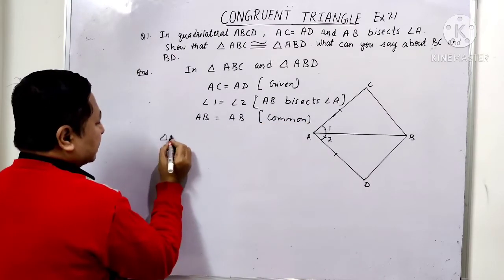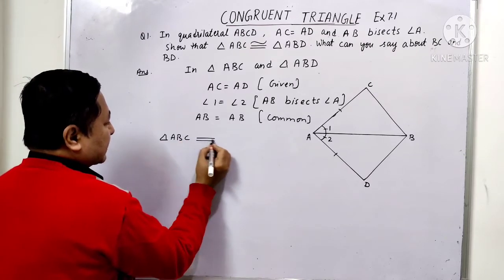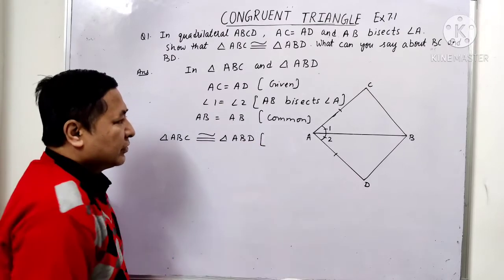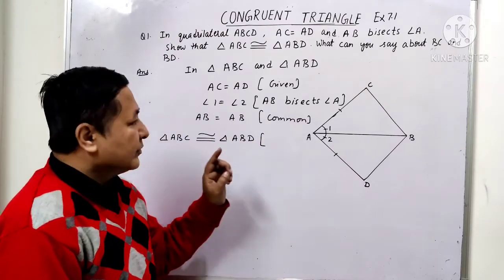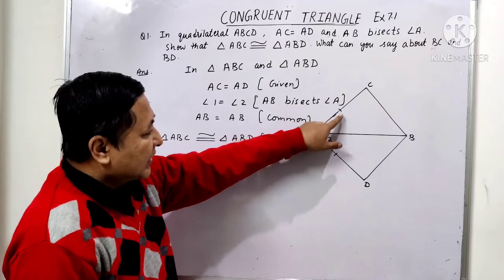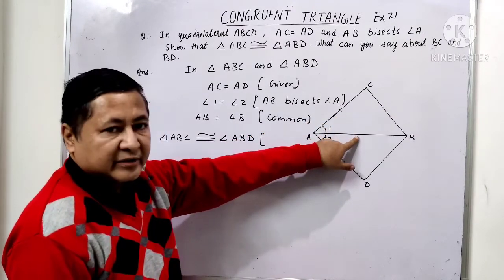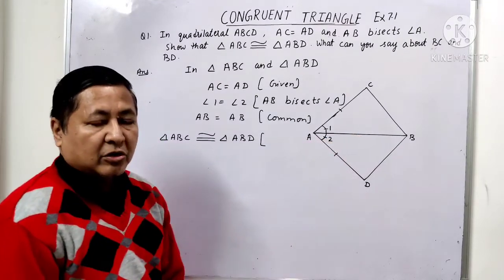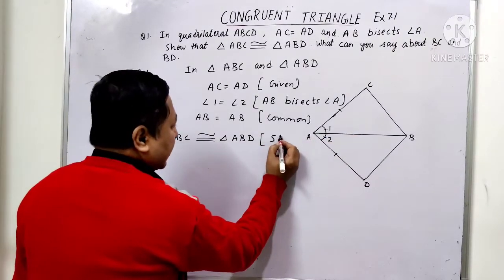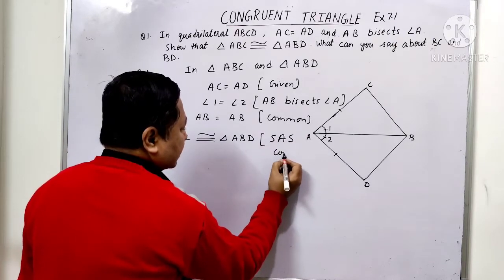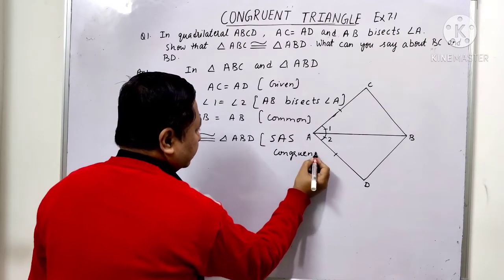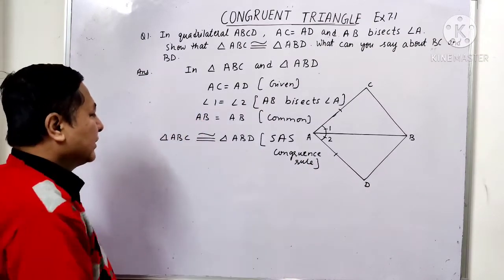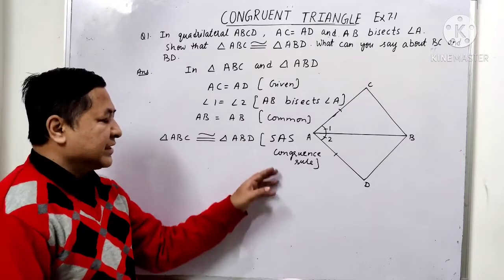Now these two triangles, triangle ABC and triangle ABD, are congruent by a rule. If you see which congruence rule we are using here, first we have a side, then we have an angle, and then we have a side. Again here we have a side, then an angle, and then a side. So they are congruent by the rule known as the SAS congruence rule. So triangle ABD and triangle ABC are congruent by the SAS rule.